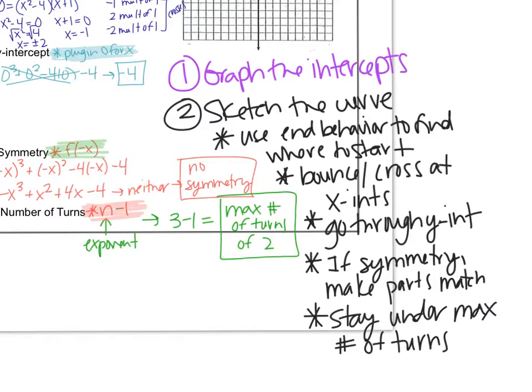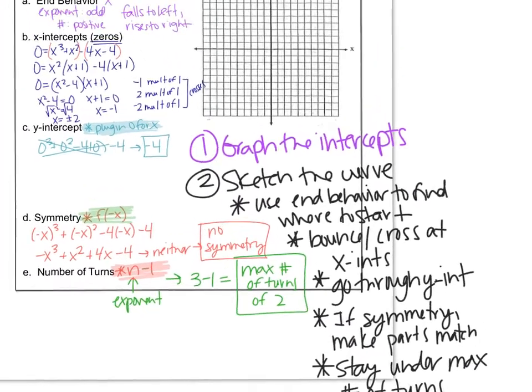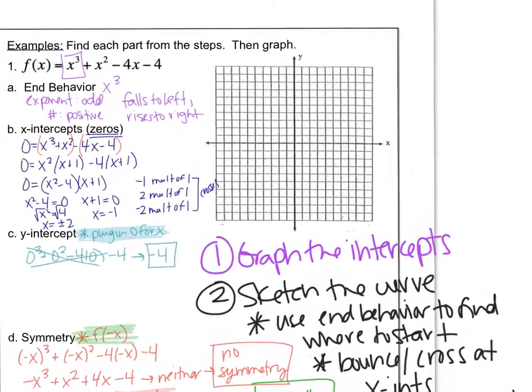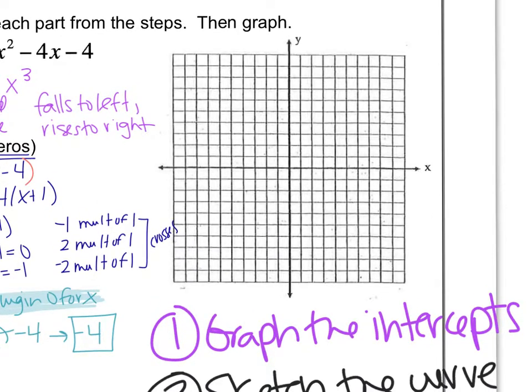So if we take the intercepts first for this problem, we had x-intercepts at -1, +2, and -2. And then we would have had a y-intercept at -4. So we're going to put all those down. And then we're going to pay close attention to what the end behavior says. The end behavior says I'm going to fall first and then rise next. So if I'm falling first, I'm going to start in the negative area.